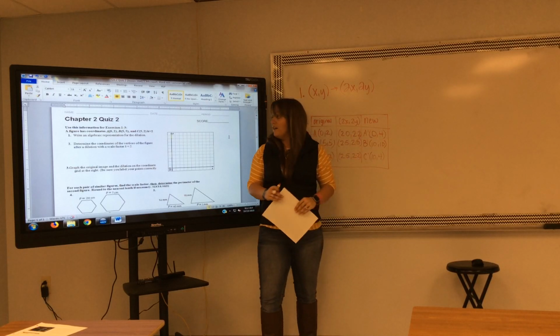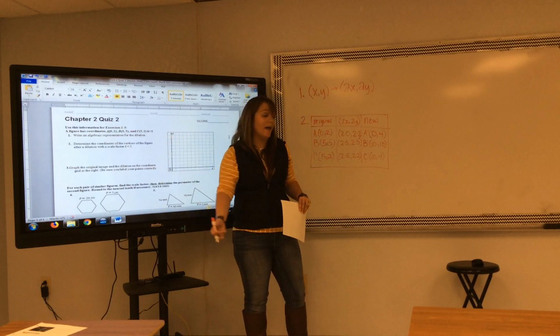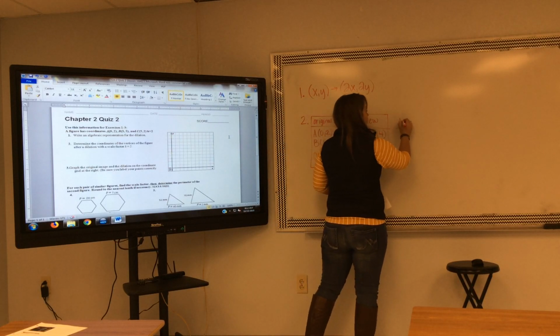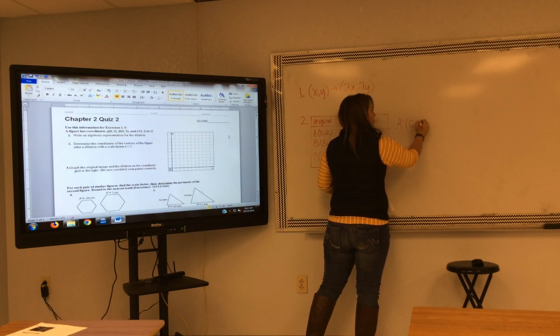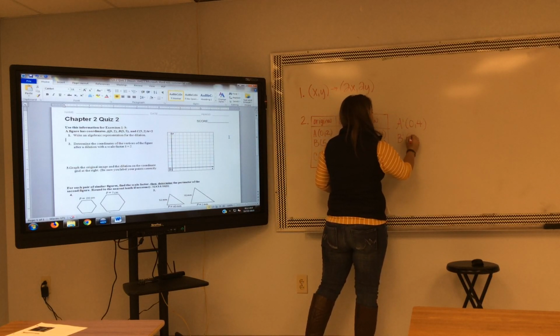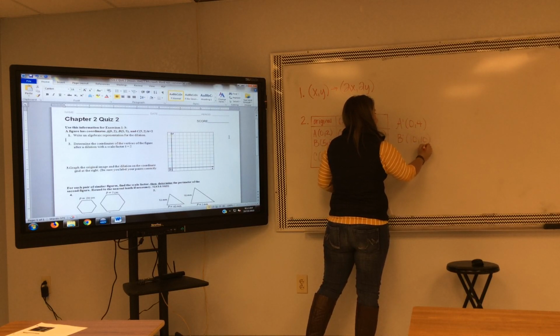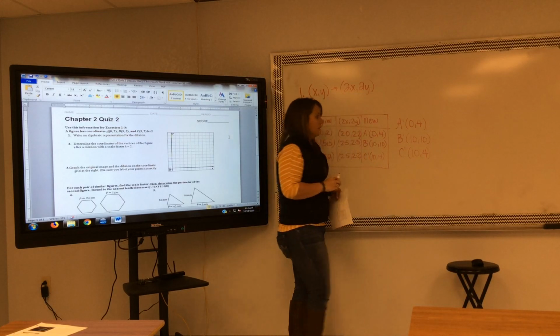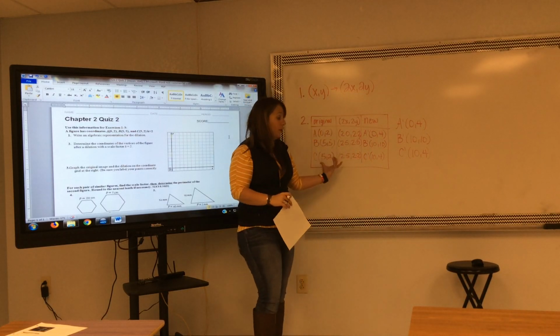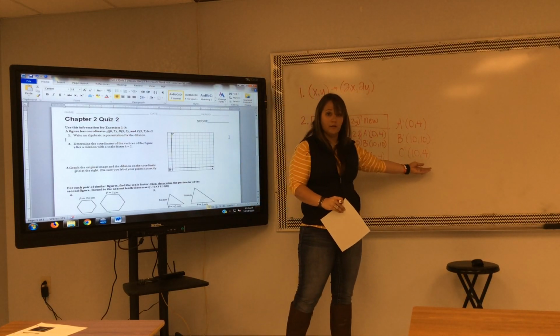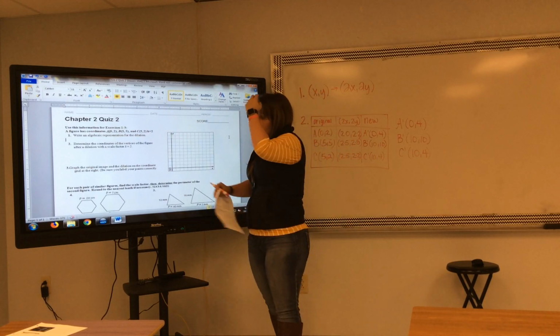So that's just simply solving the math here to create our new points. Once you've done that, you need to just write out your answer. A prime is 0, 4. B prime is 10, 10. And C prime is 10, 4. Work, answer, 3 times each.